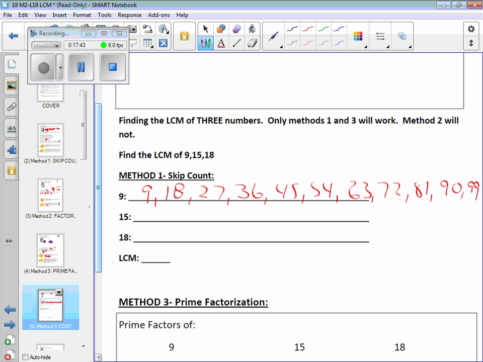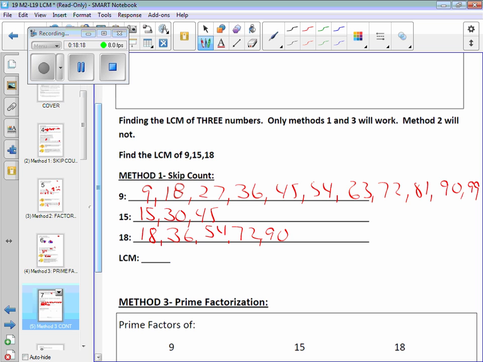Let's count by 15. It's a little bit more difficult. 15, 30, 45, 60. Let's stop, because look, I have a potential match at 45. Now let's count by 18: 18, 36, 54, 72, a little bit harder. But look, see how I don't have a match at 45. I have a match at 90. We have 90 and a 90 here.